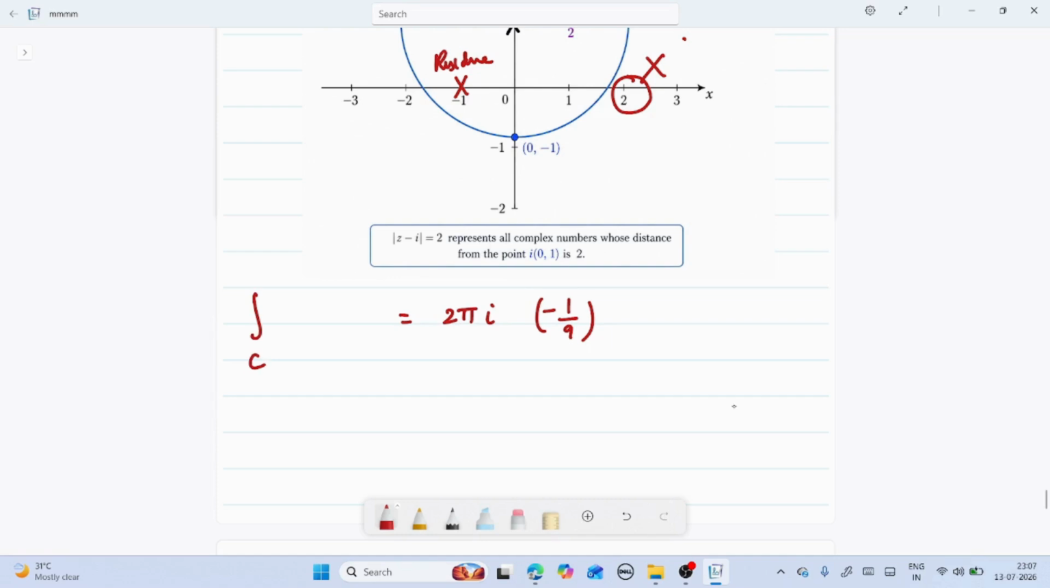Now this is our question: integral over C of (z minus 1) by (z plus 1) the whole square into (z minus 2) dz. So by Cauchy's residue theorem, this integration is made simpler. We just find the residue at the given pole and multiply it with 2 pi i here, because there's only one pole here.